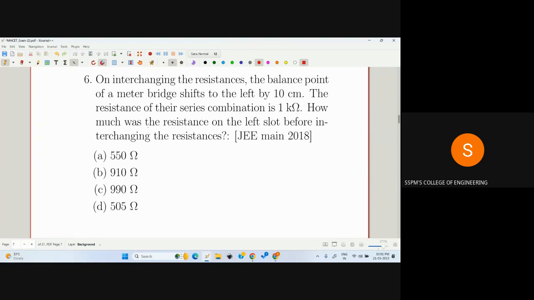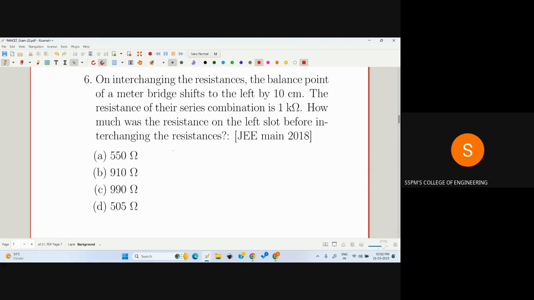You have to think over and over to solve this example. So what is the example given? On interchanging the resistance, the balance point of the meter bridge shifts to the left by 10 centimeter. The resistance of their series combination is 1 kilo ohm. And how much was the resistance on the left slot before the interchanging of the resistance? So how to solve this example?